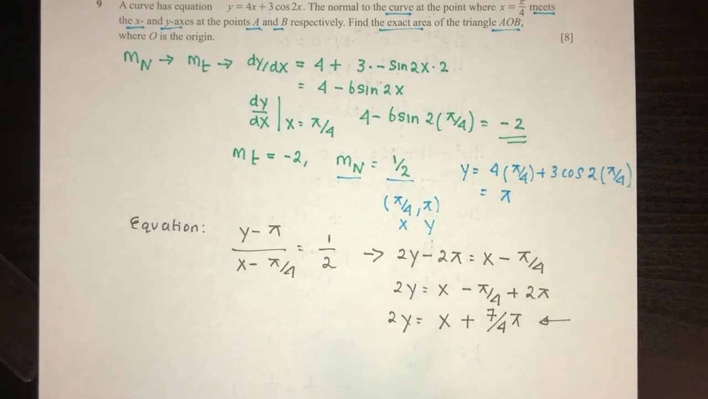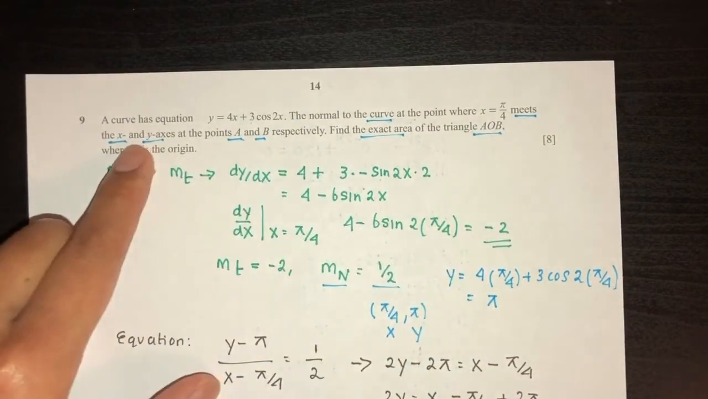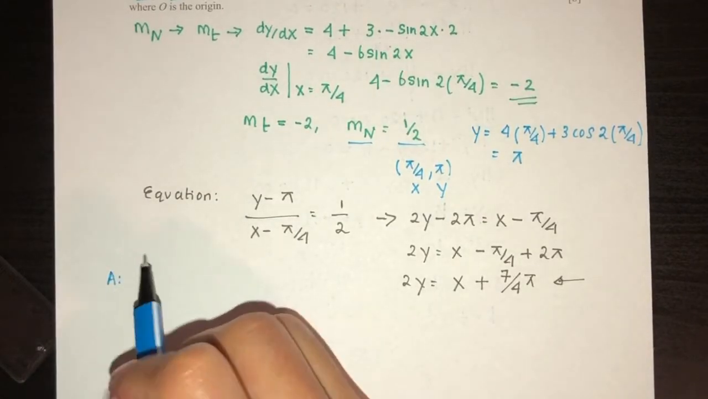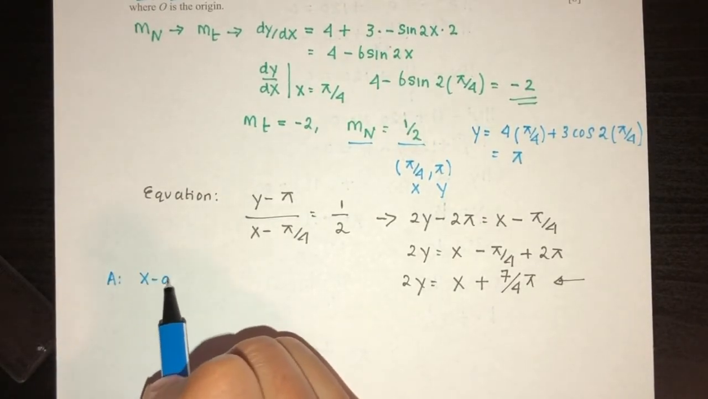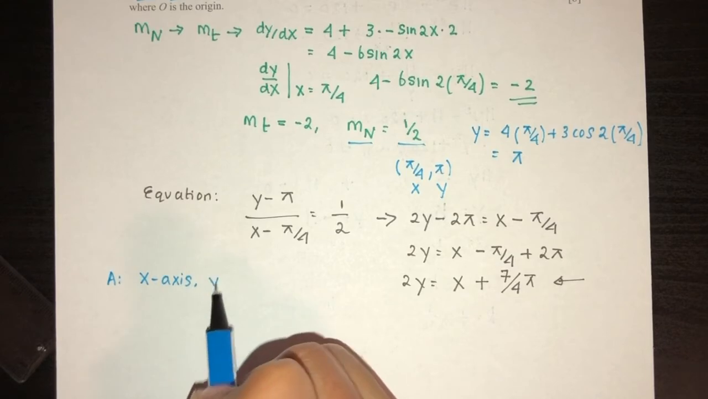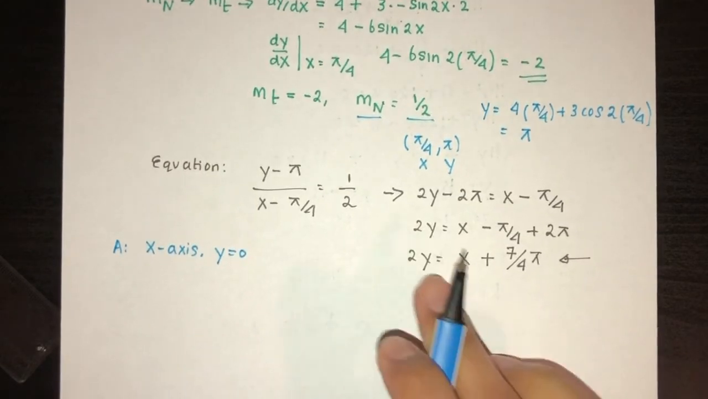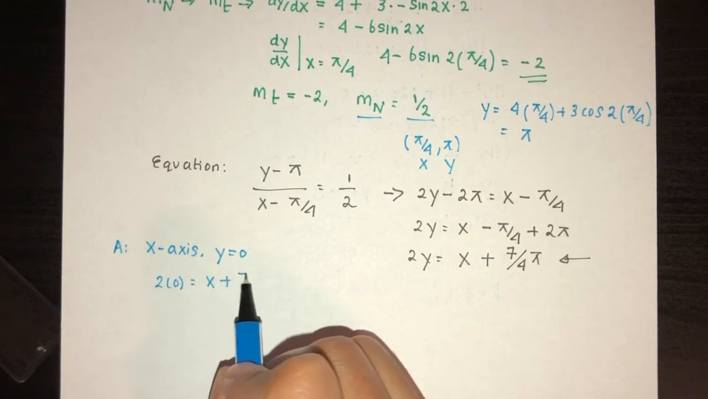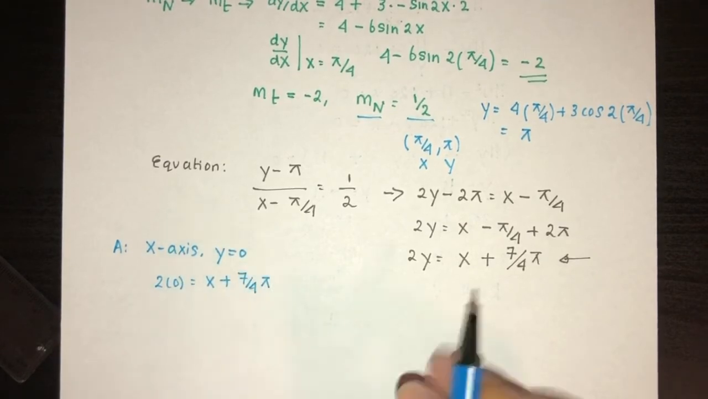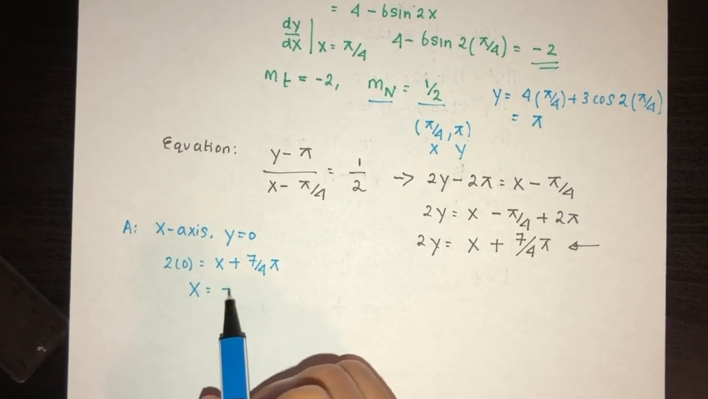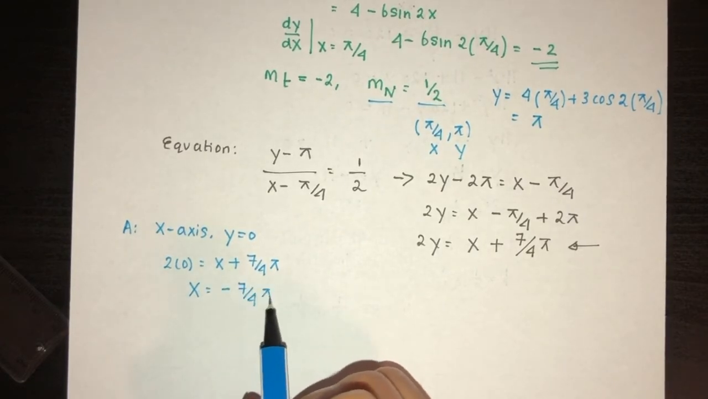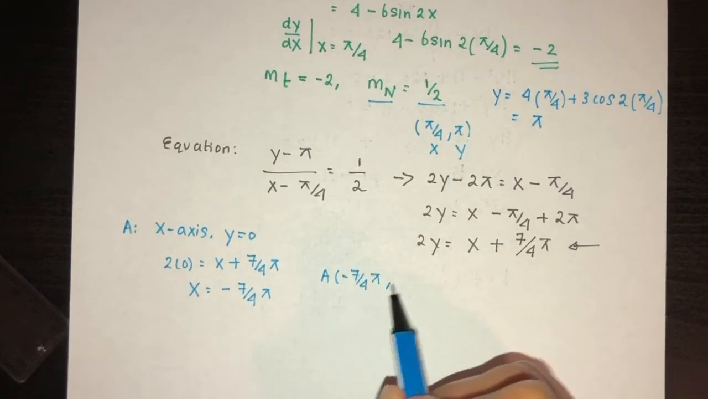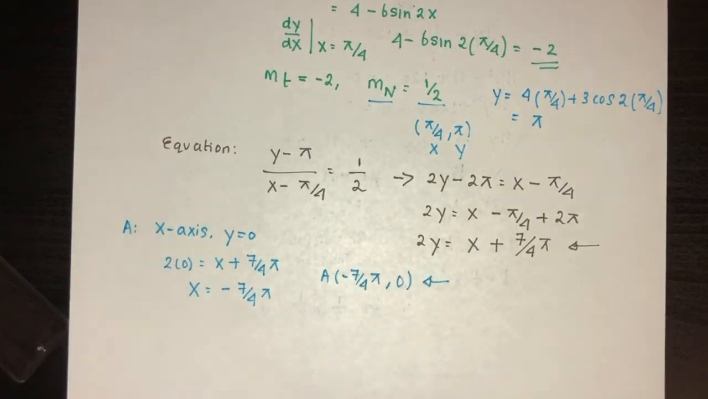Now to find the points A and B, we say that the normal meets the axes at these 2 points. So the point A is on the x-axis. At the x-axis, the value of y is 0. Replace 0, so we have 2 times 0 is equal to x plus 7 over 4 pi. So x is equal to minus 7 over 4 pi. The point A will be minus 7 over 4 pi, and 0. That is your point A.